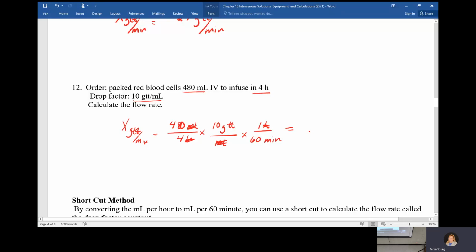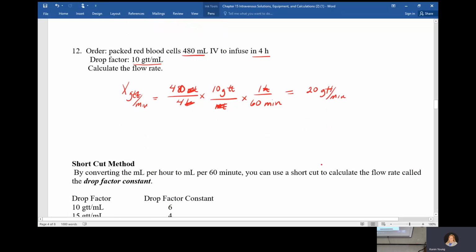What did y'all get? 20. Yes, ma'am, 20 drops per minute. All right, so now after I made you work it the long way. Isn't that nice of me? I made you work it the long way because you can't always use the shortcut.